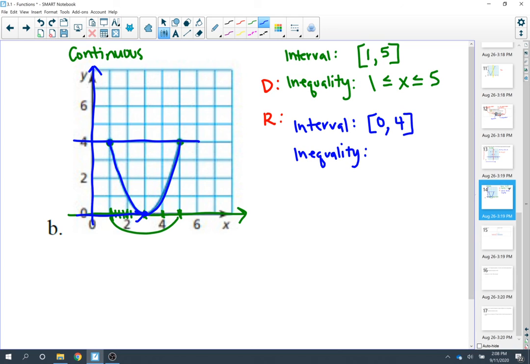Inequality notation. This time you are talking about the output values or the y values. So y is between 0 and 4. And then we do y is greater than or equal to 0 and y is less than or equal to 4.